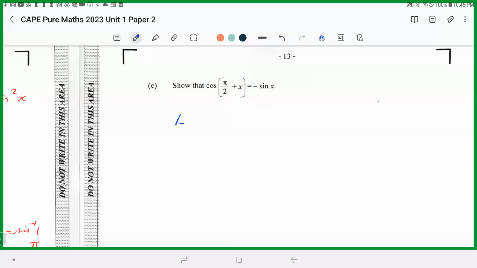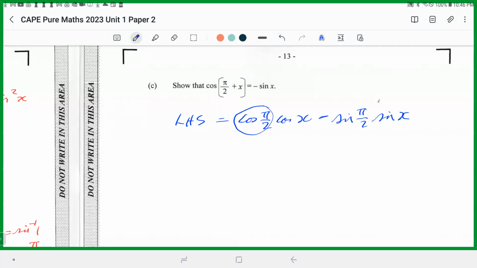So I'm gonna write the left hand side equals the expression of cos: cos, sine. So it becomes cos of pi by 2, cos of x. Since I have a plus here, you're gonna get a minus in between them. Minus sine now. Sine of pi by 2, sine x. Easy way to do it.